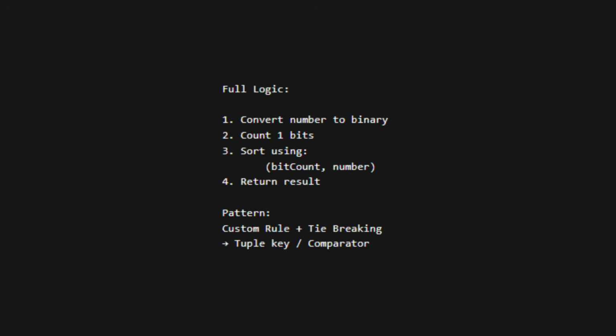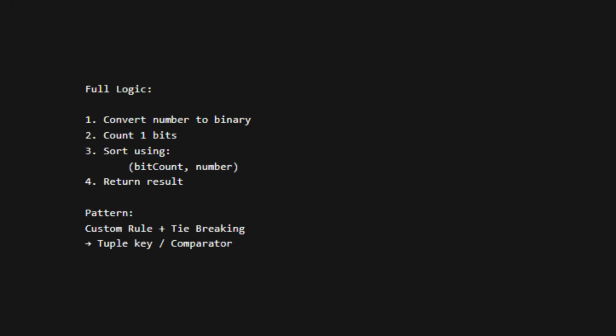Let's summarize the full logic clearly. Convert each number to binary. Count its 1 bits. Sort using a tuple key, first by bit count, then by value. Return the sorted result. Whenever you see sort by custom rule with tie breaking, think tuple key or custom comparator. That's the pattern.